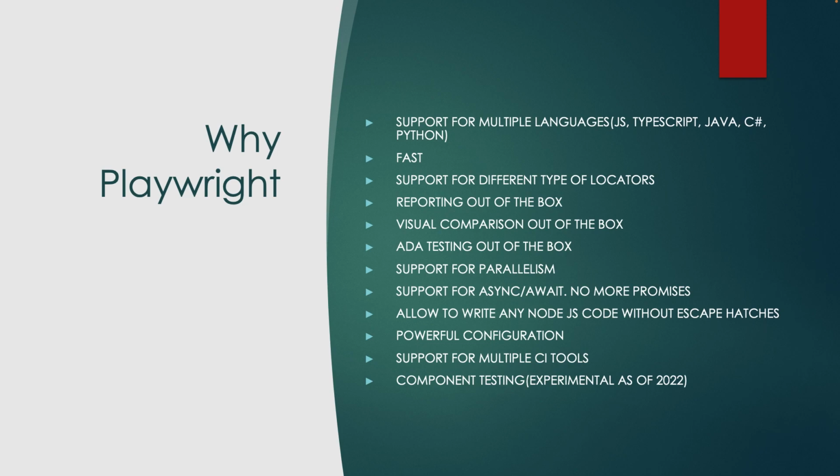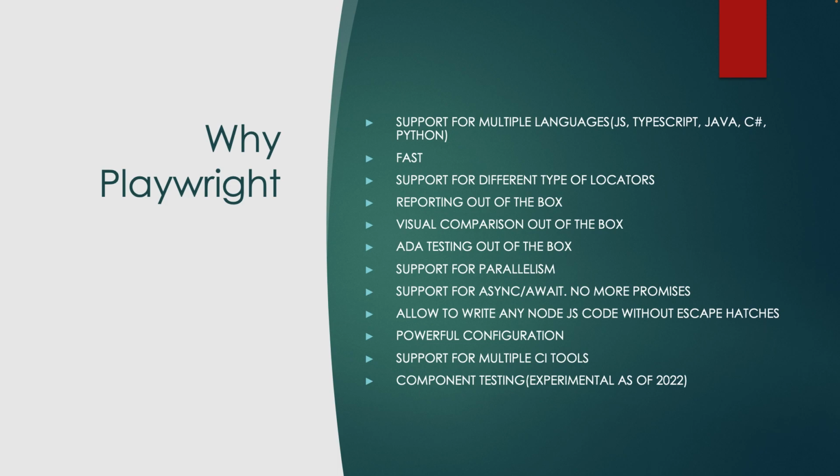Playwright supports async-await syntax compared to promises like Cypress does. In my opinion, async-await gives a cleaner syntax and it's way easier to read compared to promises. Also in Playwright, you can write any JavaScript code without having to use escape hatches like you have to in Cypress.